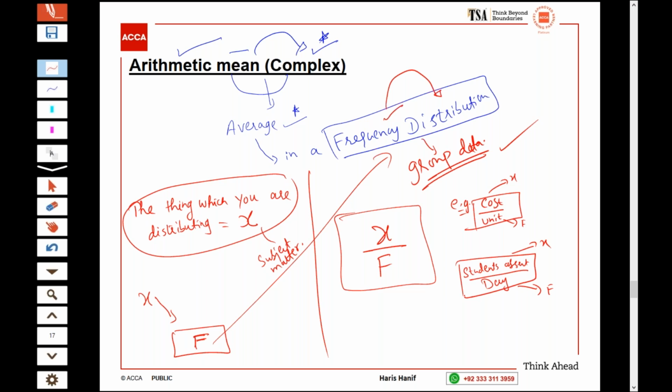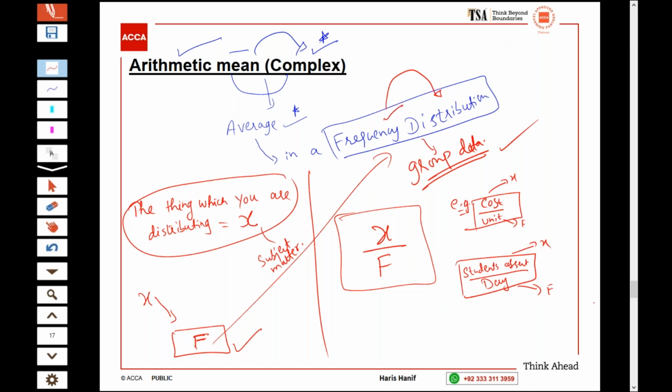Okay. So how will you decide something is X or F? Just see the question in a very simple language. I am not using the hard statistical jargons. I am explaining in a simple language; that is my habit. Something which is being distributed will be shown as X, and X is distributed over something, that is F. Okay, so it is a very important thing to remember and note.